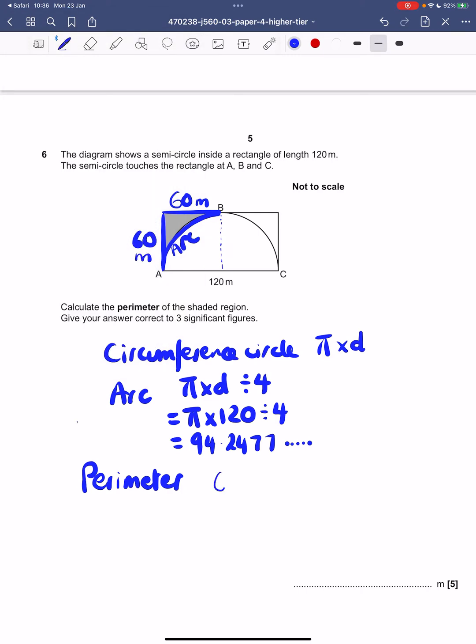This perimeter is going to be 60 plus 60 plus 94.2477. I've got the 94.2477 etc. on my calculator already, so I'm going to do plus 120 for the two 60s. So it's 214.2477 etc. And it wants it to 3 significant figures. So 1, 2, 3. This one is less than 5, so it's 214 when it's rounded off to three significant figures.